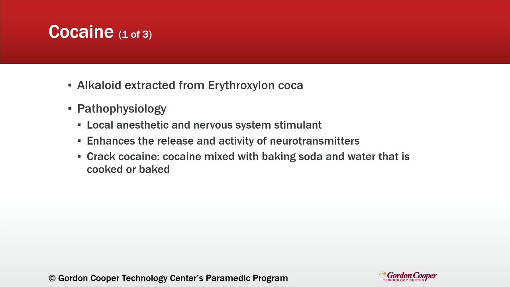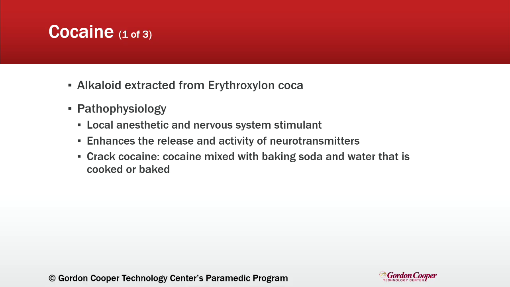Cocaine affects the neurotransmitters dopamine and norepinephrine. On dopamine, it causes intense euphoria and heightened alertness. And on the norepinephrine side, it stimulates the sympathetic nervous system that leads to tachycardia, hypertension, hyperthermia, and vasoconstriction.